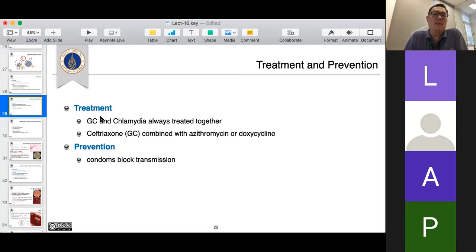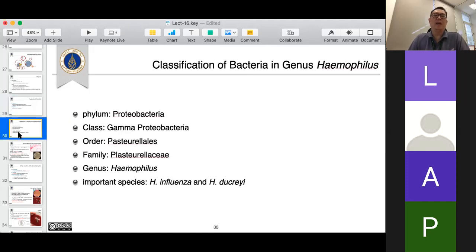Okay, one thing you probably know before, chlamydia. Chlamydia is the causative agent of pseudogonorrhea, หนองในเทียมนะ. The symptoms are quite similar to GC, but it's caused by a different bacteria. Okay, something else. We move to another group of bacteria.